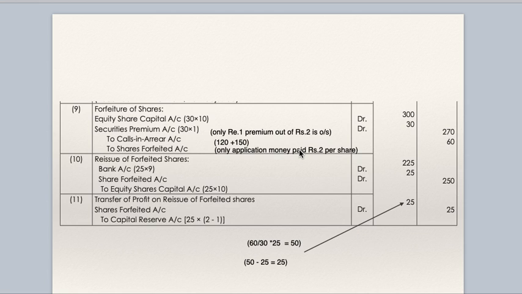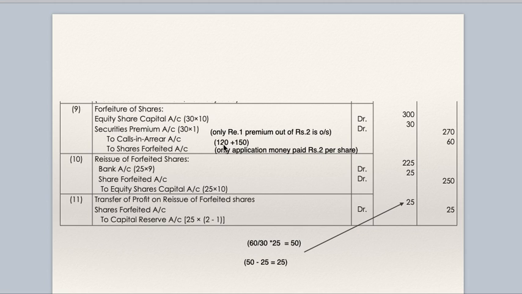Application money received, allotment and call money is not received. Application money excluding premium is 2, so on 30 shares, 30 into 2 is 60. You don't have to consider premium here. Securities premium 1 rupee is already received. So the 3 rupee application breakup is 2 plus 1. So 30 into 2 they have received.